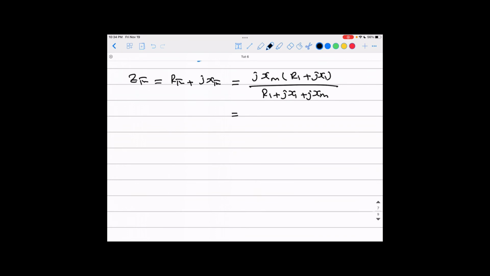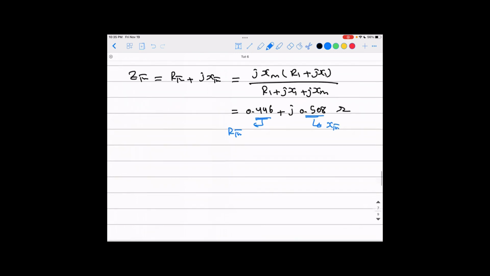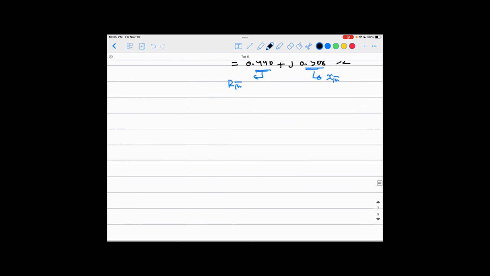Substituting for all of those, because they're all given at the beginning of the previous problem, since they're the same parameters, you can find those easily to be 0.446 plus j0.508 ohms. Obviously this will be your R Thevenin and this will be your X Thevenin, and you can draw the Thevenin equivalent circuit just fine here.